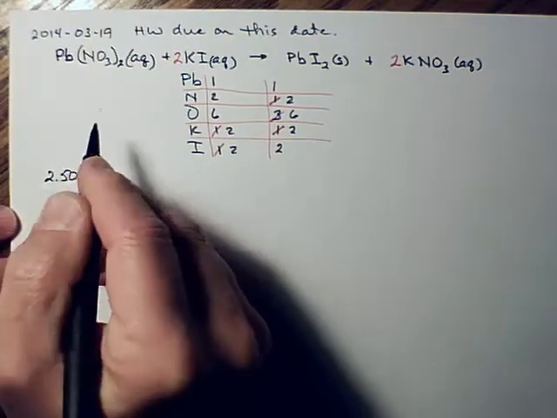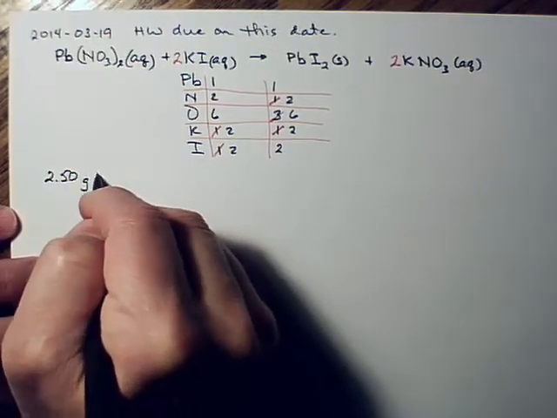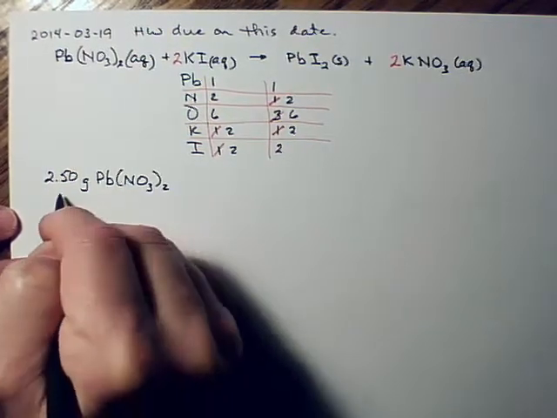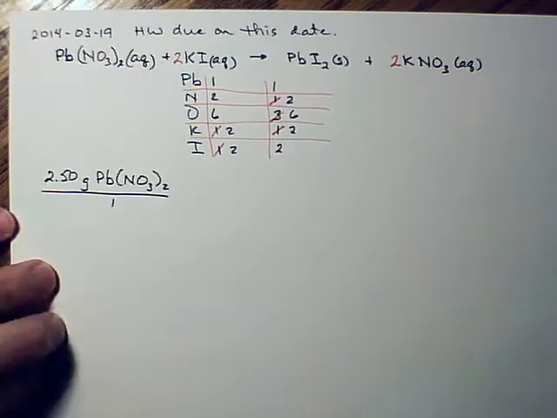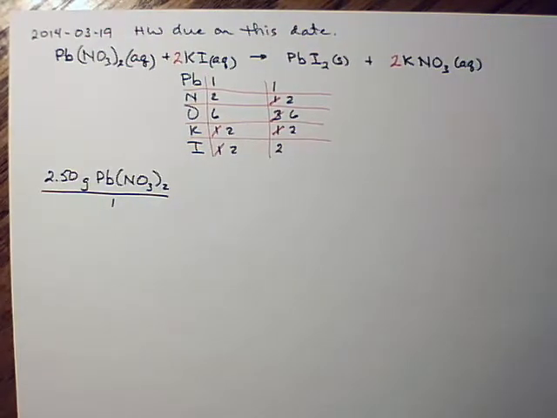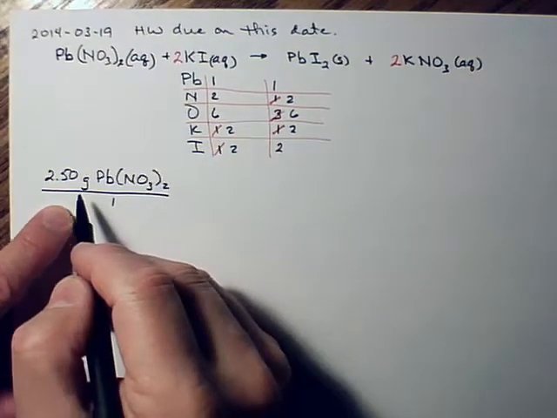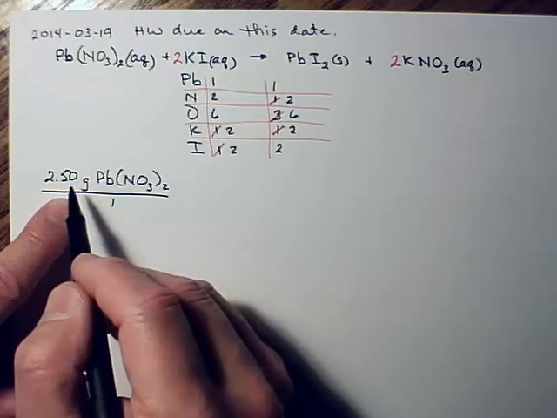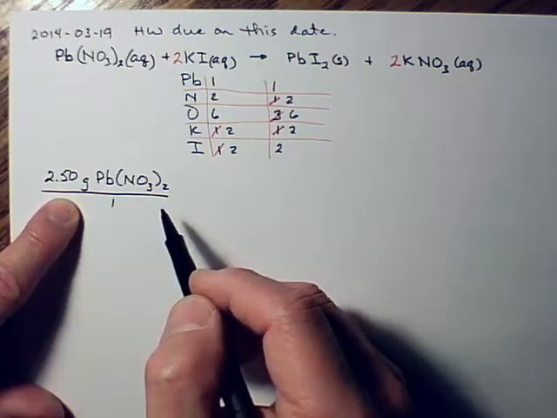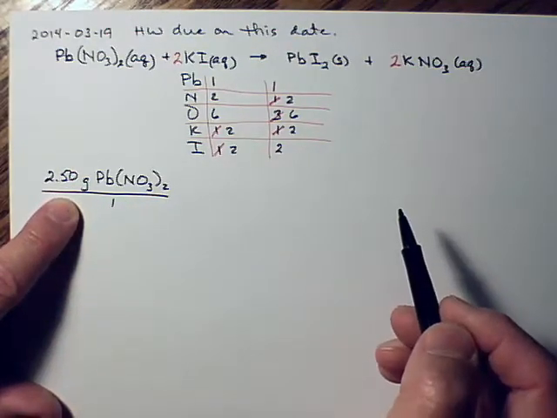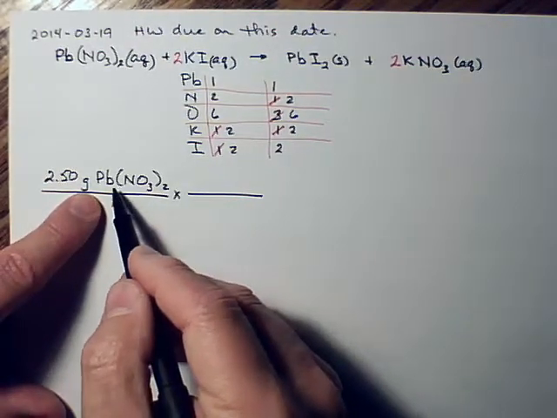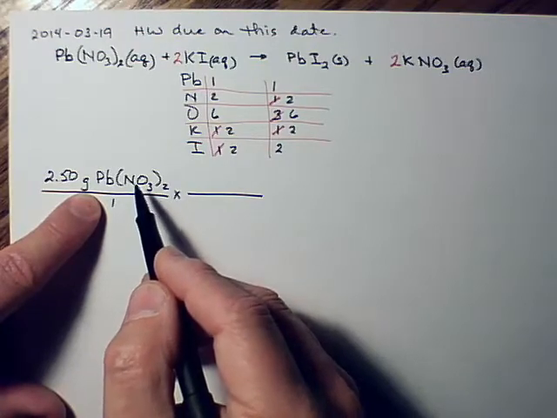2.50 grams of lead-2 nitrate. And we're going to put our starting amounts over 1. For most of the kind of problems that we're going to do in here, putting your starting amounts over 1 will always work. In order to do stoichiometry, we've got to first get our starting amounts into moles. Everything has to go through Moleville, I like to call it, okay? So we're going to have to find the molar mass to convert this mass into moles.